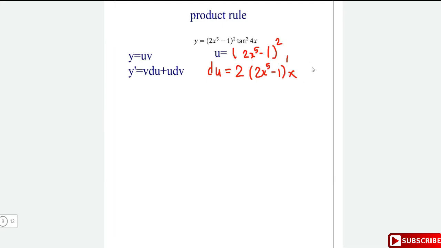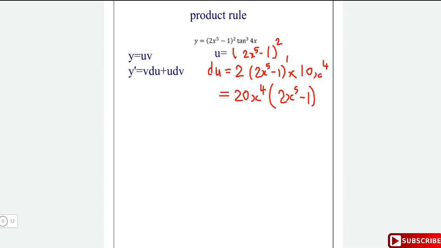differentiated is, I believe that is 10x to the 4. So finally what you get for du is 10x to the 4 times 2 is 20x to the 4. This is 20x to the 4 times, in bracket, 2x to the 5th minus 1. Nice. So that would be du. No issues at all. But then this is your v.